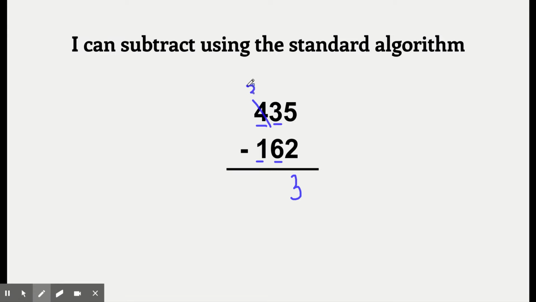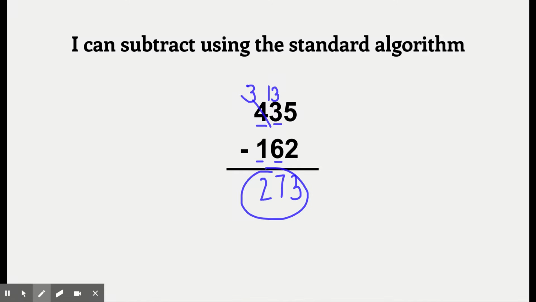So I'm left with 3 hundreds, and I remember I had 13 tens because I had 10 more than were there to begin with. Now I can take 6 tens from 13 tens, and I'm left with 7 tens. Then I moved to my hundreds. I had 3 hundreds. I took 100 away, and I'm left with 2 hundreds. So my answer is 273.